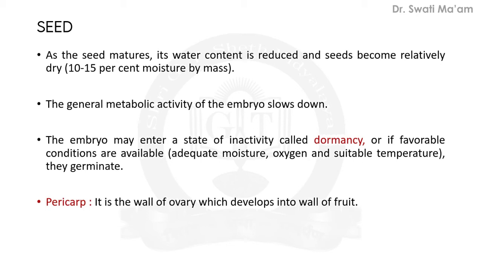Another term we will come to know now is pericarp. I think you remember this term. You also learned this in your 11th standard while studying the seed in detail. Pericarp is also known as the wall of the ovary, and it develops into the wall of the fruit later on. After fertilization is completed, it is converted into the fruit wall. So this term is also important to remember.